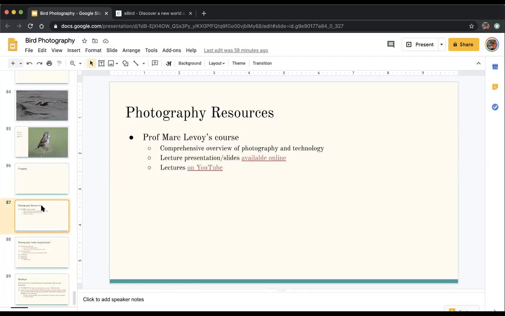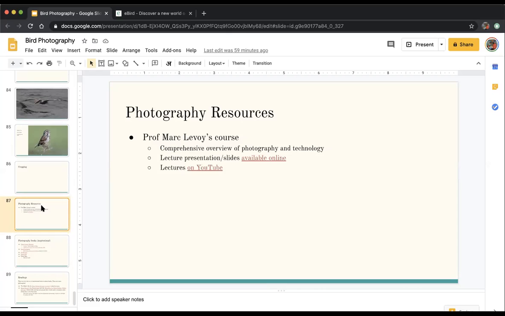But if you're interested in all kinds of things about photography, there's a very comprehensive course. There's a professor emeritus from Stanford, and then he worked at Google for a number of years. So I took his course. His presentations and slides are available online, and I have the links. And his lectures are also available on YouTube.